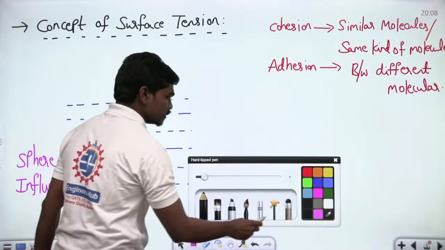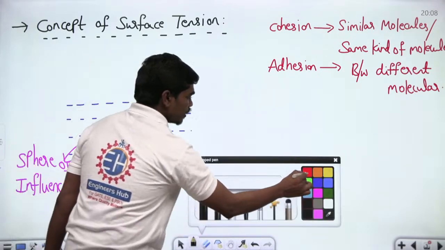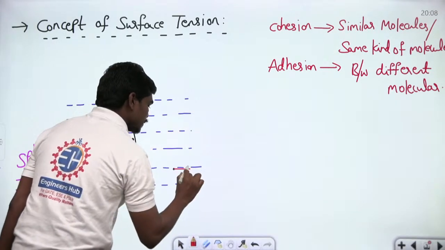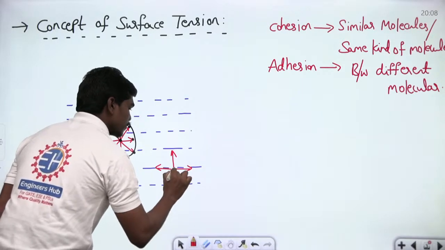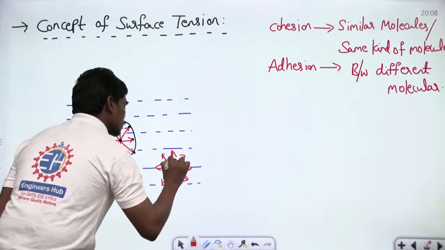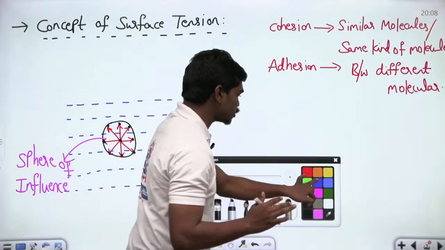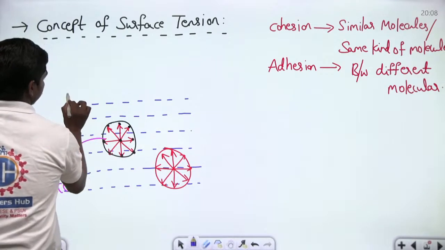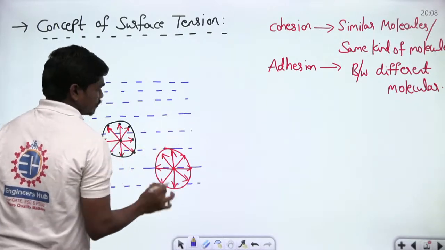Similarly, if you take any other molecule here, let us suppose this is the molecule, then again there are some cohesive forces from all other molecules which are surrounding it, correct? So we have a sphere of influence once again, correct? So in this case, we have one more sphere of influence. But now if you take the case of these molecules which are here on the surface, let me extend this surface a bit.